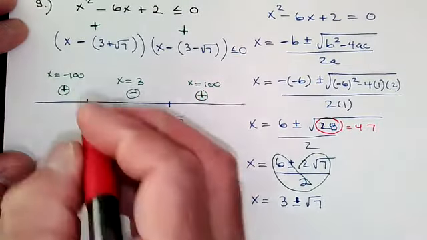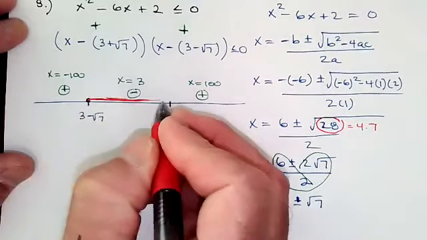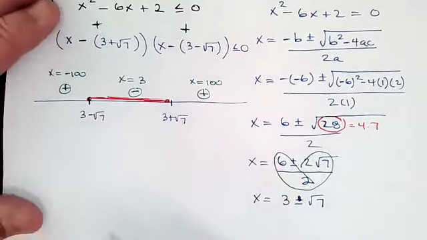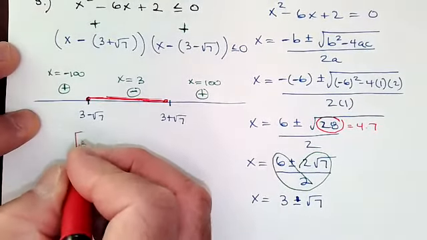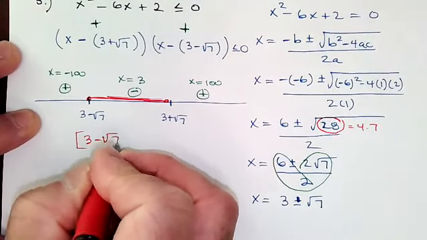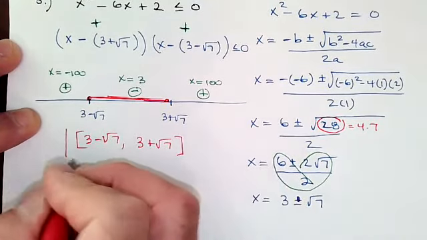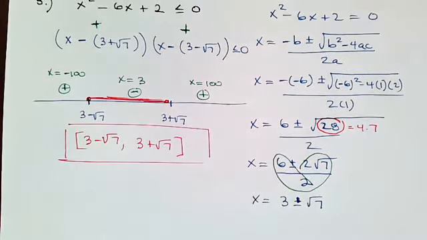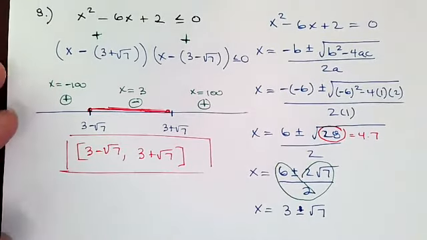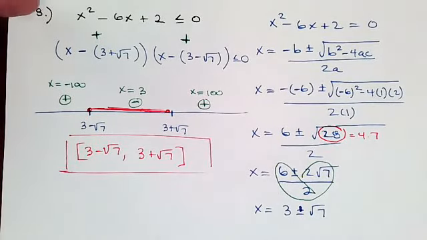Less than or equal to 0 means we're going to want these numbers here. So my solution would be bracket 3 minus root 7 to 3 plus root 7. Okay. So hopefully you can see the big tool, right? If you have a nonlinear inequality, factor it if you can, even if you have to force it, and then automatic, you want to use the number line and pick test numbers. There you go.